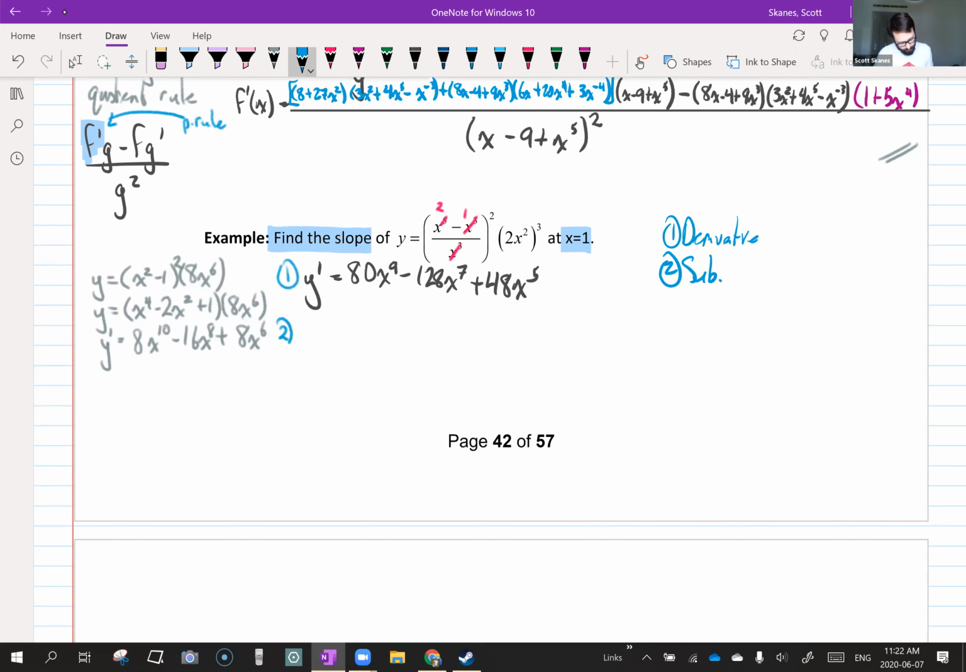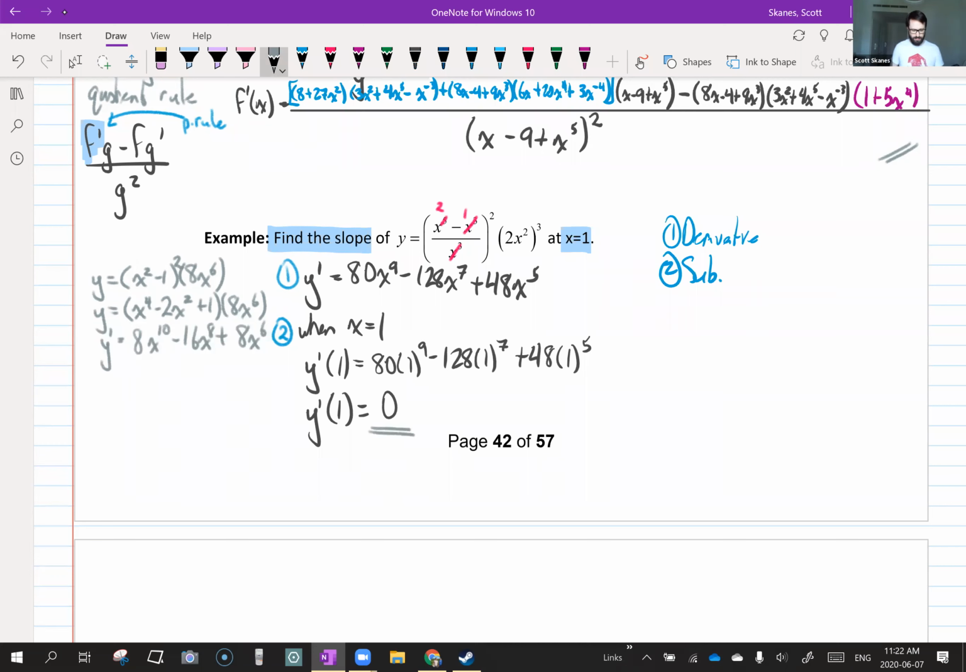My second step is to do what I normally do, which is to substitute the x value. So when x equals 1, what am I going to get? When I put the 1 into y prime, well, you just put a 1 in. You just end up with 80 times 1, minus 128 times 1 to the 7, plus 48 times 1 to the 5. Yeah, you do all that work to get a 0.